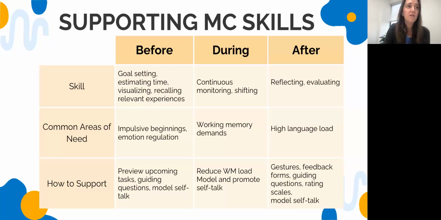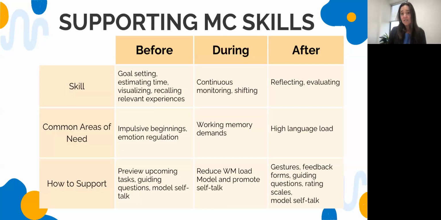During Boom decks, we need our students to have that continuous monitoring and ability to shift when a plan is not working. This places a higher load on working memory demands. So asking students to monitor what they're doing as they're doing it and be able to shift, they have to hold that in mind. To support that, we can think about ways to reduce working memory load. And also we're promoting that self-talk that occurs during a task, like do I need more time to think? Am I stuck? Do I need to adjust here? Do I need to shift? Those are the kinds of self-talk things that we can model there.